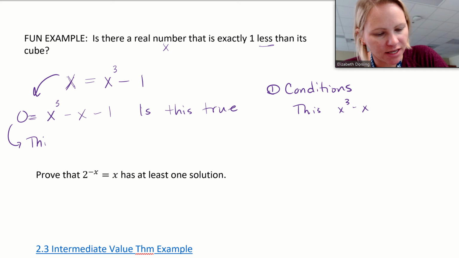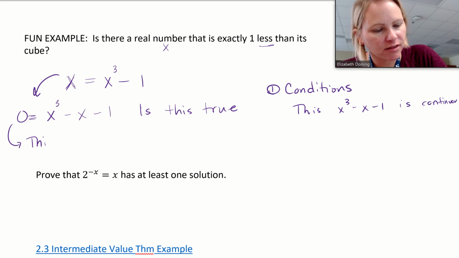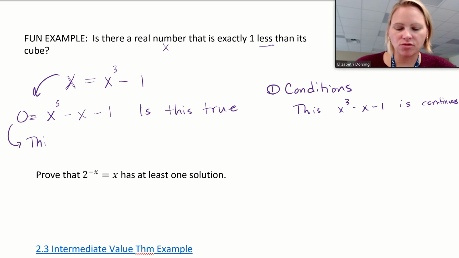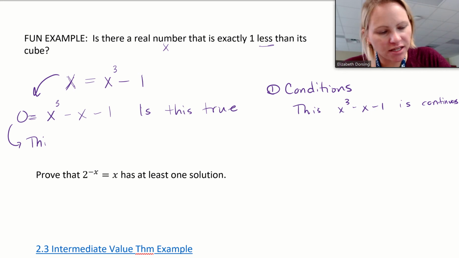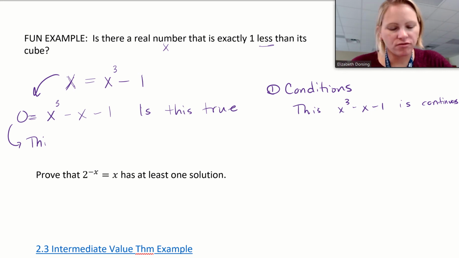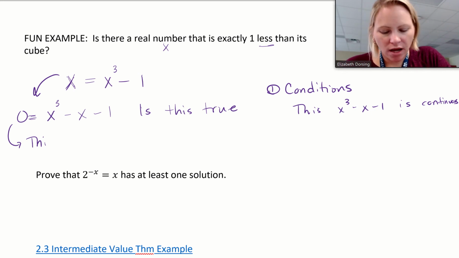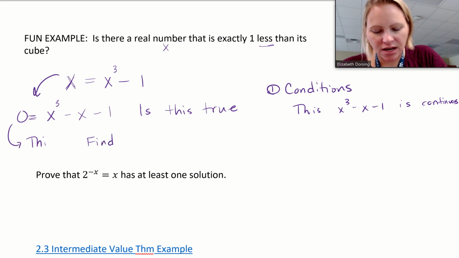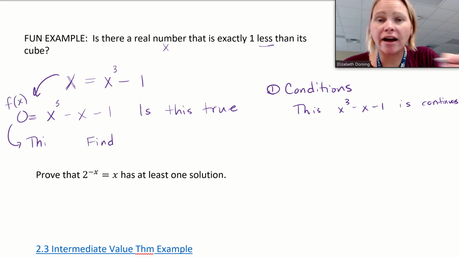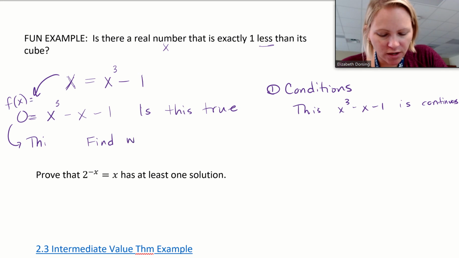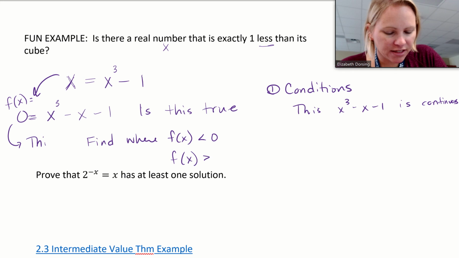x cubed minus x minus 1 is continuous. It's a continuous function. And I'll close the interval off here very soon. But what I'm going to do now is define this as f of x, just so I don't have to keep writing it. Find where f of x is less than 0 and where f of x is greater than 0.